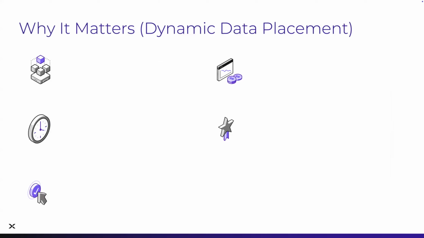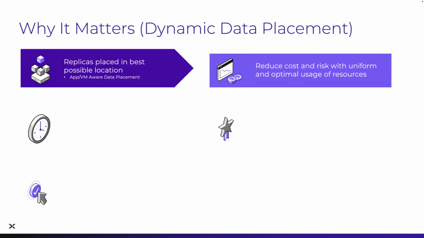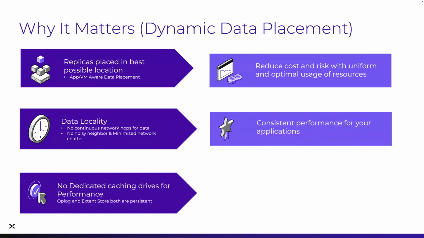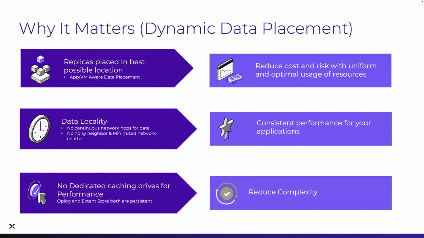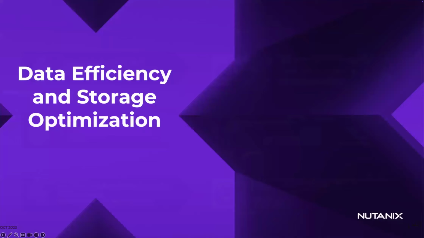And so why does it matter? Your replicas are placed in the best possible location. That reduces cost and risk based on the fact that the system is doing that for you. You get data locality, as Paul said, part of the critical secret sauce, avoids noisy neighbor and network hops, and it minimizes network chatter while optimizing performance for your applications. There's no dedicated caching drives for performance, which also reduces complexity inside of the design. Paul, I'll pass it back to you for data efficiency.